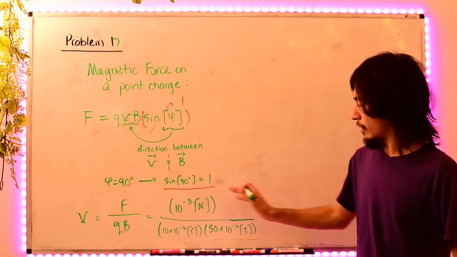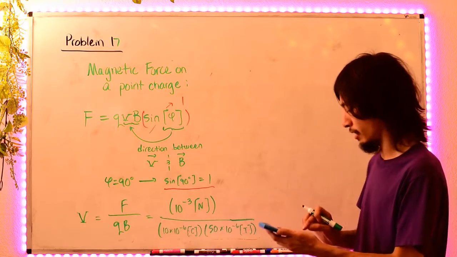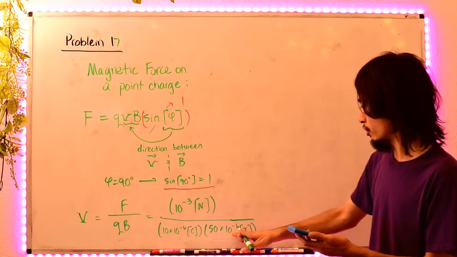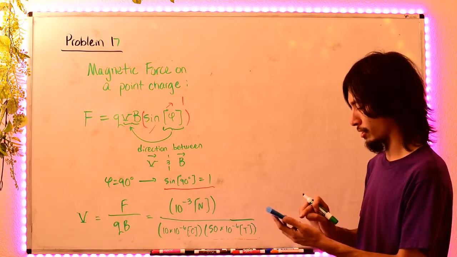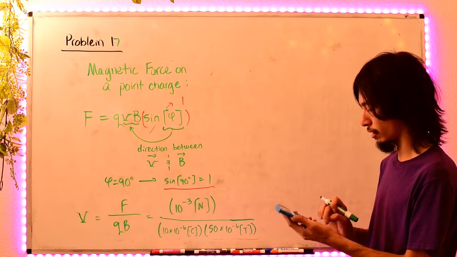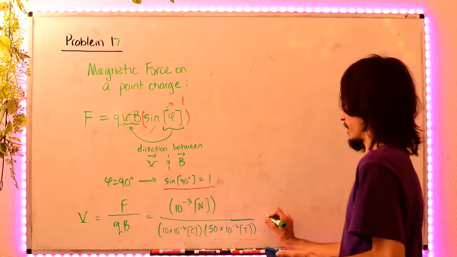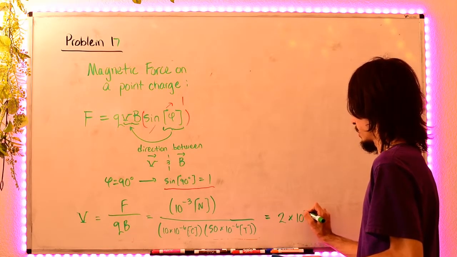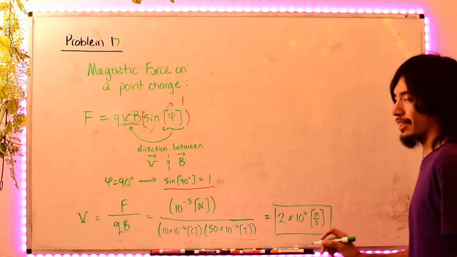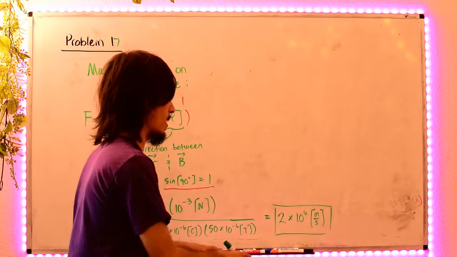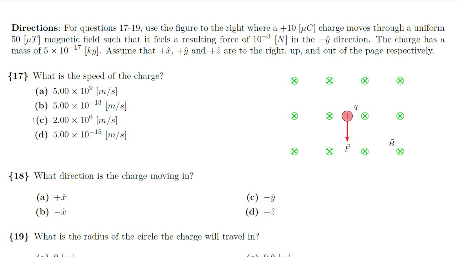We plug in all of these numbers and we yield a speed. 50 times 10 is 500. That cleans up to 10 to the minus 12 in the bottom, and then multiply across on the top times 10 to the minus 3. And we get a speed of 2 times 10 to the 6 meters per second. So that's the speed of the charge in the magnetic field region. So the answer to this is going to be C.